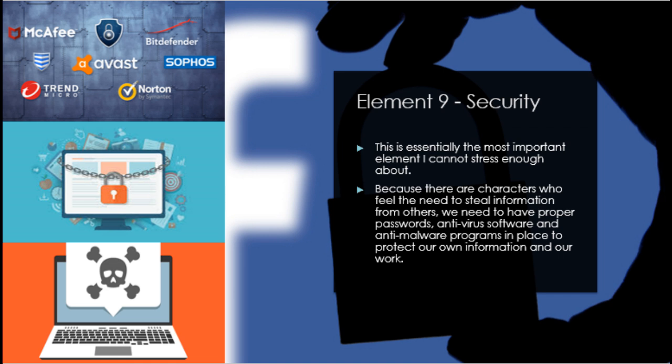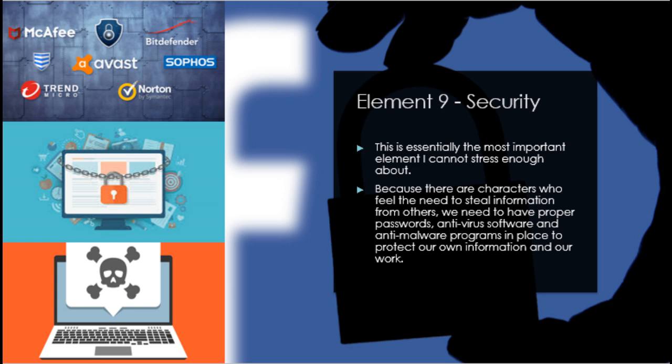Now we come to the final element, security. So this is by far the most important element, and I cannot stress enough about it. The same way we experience crime on a daily basis here in South Africa and around the world, the same thing happens when we're online. Because there are characters who feel the need to steal information from others, we need proper passwords, antivirus software, and anti-malware programs in place to protect our own information and our work. It's obviously not enough for us to just trust one another to keep information safe. I mean, just look at the whole instance of the Facebook scandal last year where they were selling our information without our knowledge. Not to mention the time when everyone who owned a webcam had to tape it closed because they were afraid the FBI was spying on them.